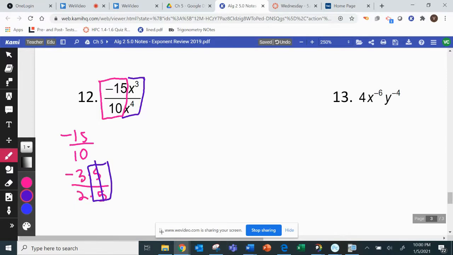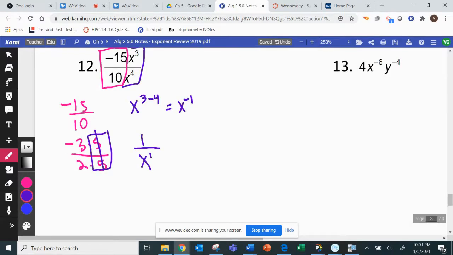And then my x to the 3 over x to the fourth makes x to the 3 minus 4, which is x to the negative 1, which becomes 1 over x to the first. And then we combine that back together, and we get negative 3 over 2x. The negative sign can be on the top, or the negative sign can be out front. It cannot be on the bottom.